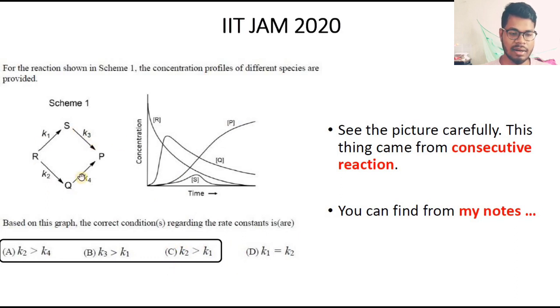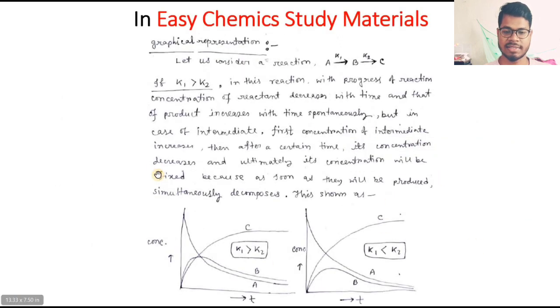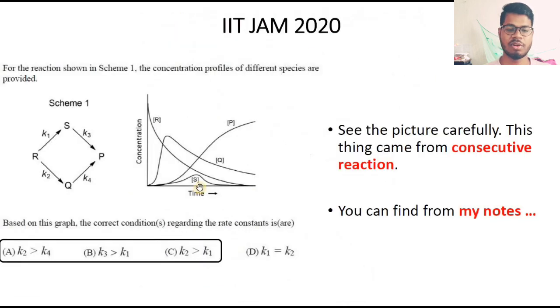Similarly, you can explain K2 greater than K1. K2 means Q and K1 means S. Q is in the above section, S in the below section, so of course the concentration of Q is more. That's why K2 is greater than K1. These cannot be equal. If they were equal, the lines would be the same, but that is not possible. So this is the concept. If you understand this concept, you can easily solve this kind of question.